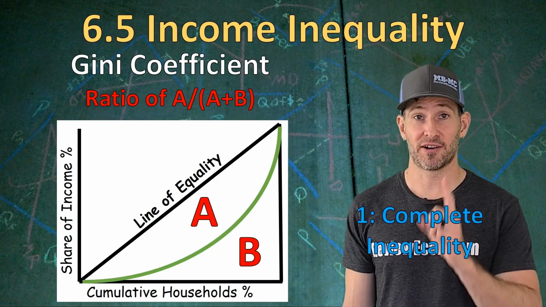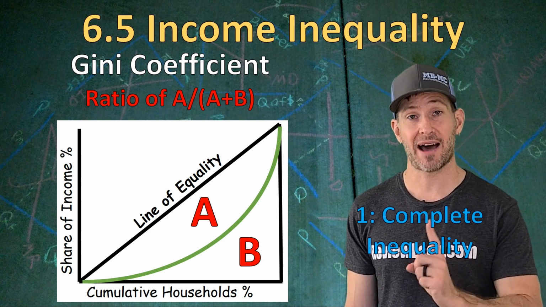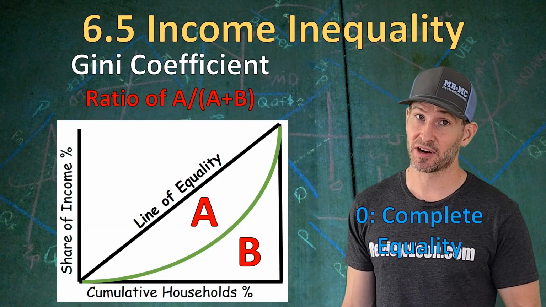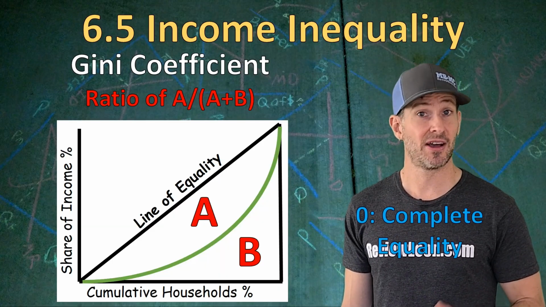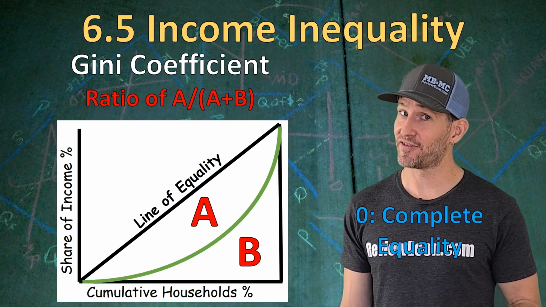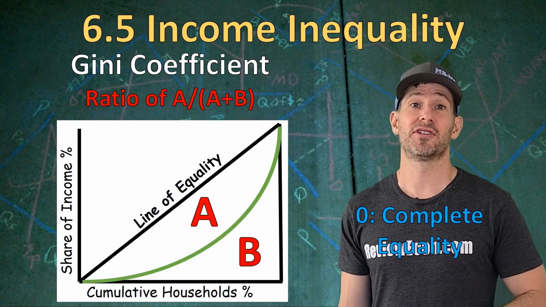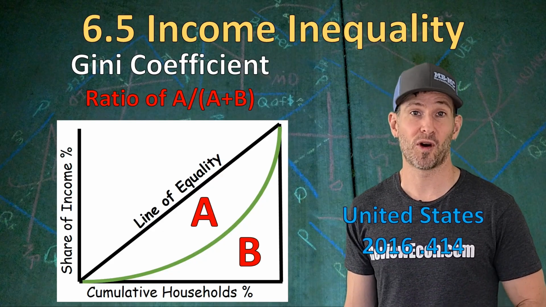A Gini coefficient of 1 means that the economy has complete inequality. One household owns all of the wealth. A Gini coefficient of 0 is complete equality. All income is evenly distributed. Of course, neither of those extremes ever existed. The fact is, all economies fall somewhere in between. For the United States in 2016, our Gini coefficient was 0.414.